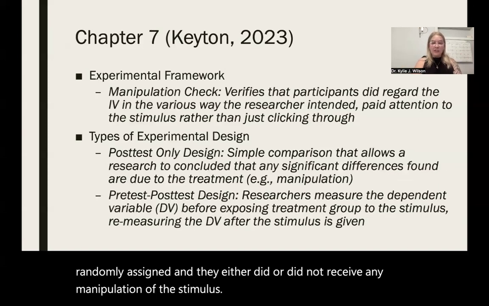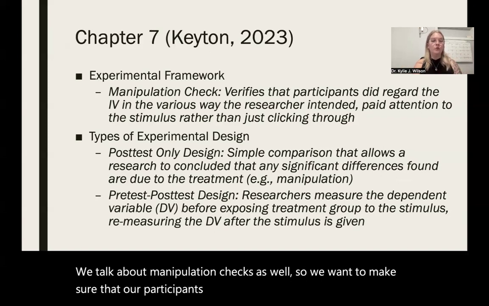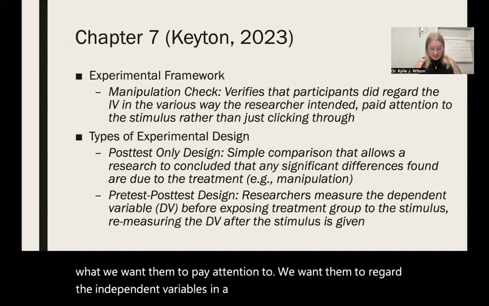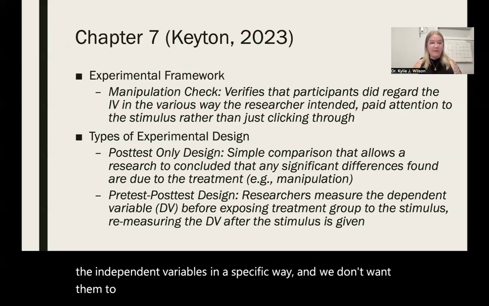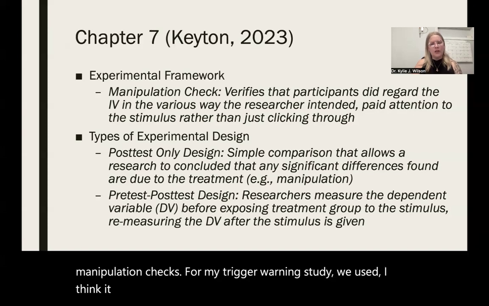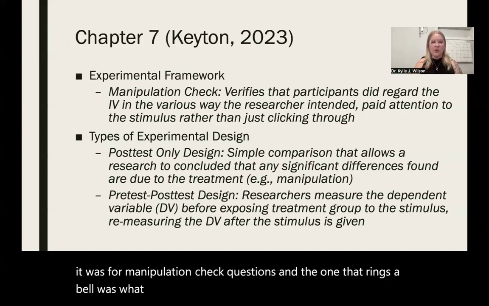We talk about manipulation checks as well. So we want to make sure that our participants are actually going to pay attention to what we want them to pay attention to. We want them to regard the independent variables in a specific way, and we don't want them to just click through if it is a survey. And therefore, we use manipulation checks. For my trigger warning study, we used, I think it was 4 manipulation check questions. And the one that rings a bell was, what was this TikTok about? And they had simple answers.